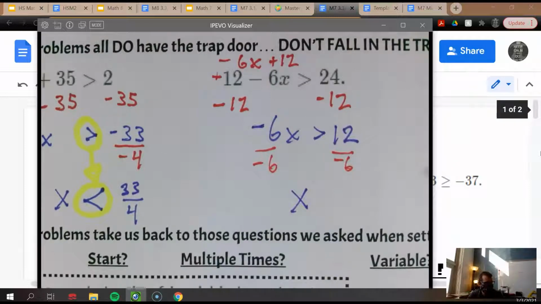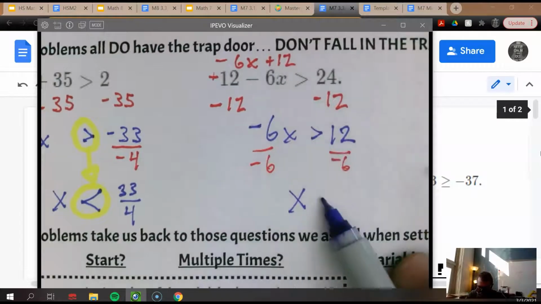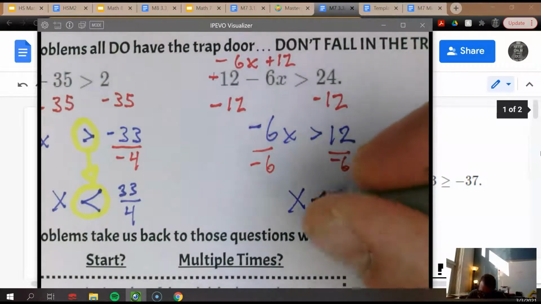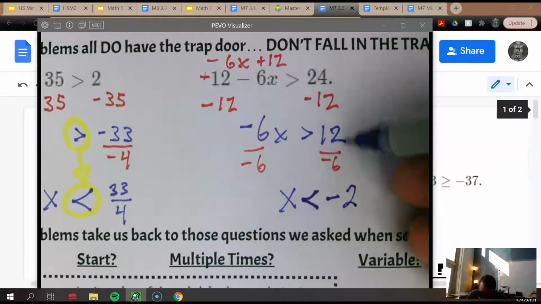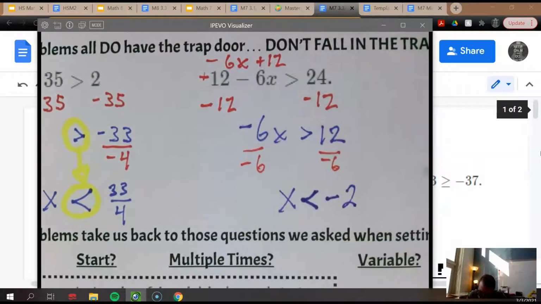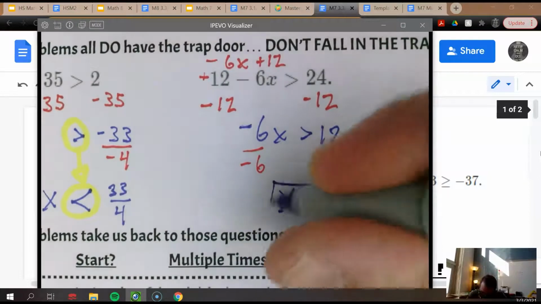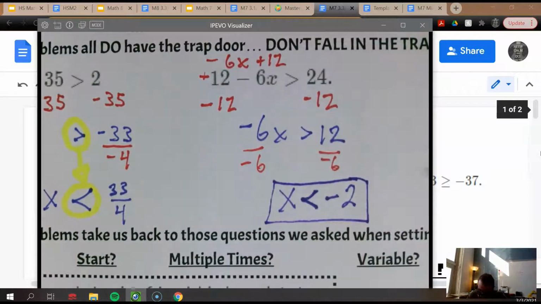I fell into the trap. It's all right. We helped you out. We tossed you a rope and pulled you up. X is, what's our answer? X is? Ooh, careful, trapdoor. Less than. This turns around. X is less than negative 2, because that division creates negative 2. So a couple trapdoors there, guys. Watch out for those trapdoors.